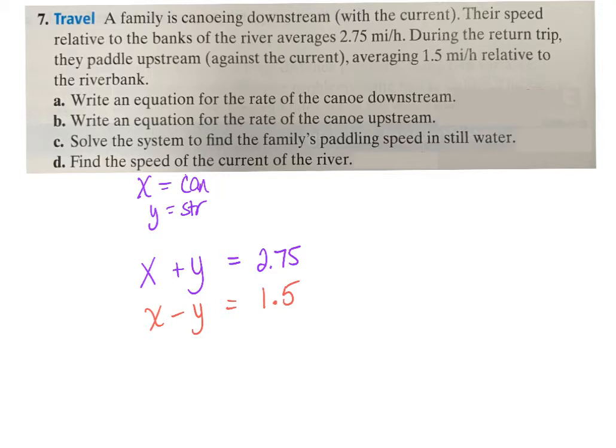You already have this one set up. I would not solve by substitution here. I would solve by elimination because I already have them set up with a plus and minus. So I'm going to just add those. This will cancel. I get 2x, all right?